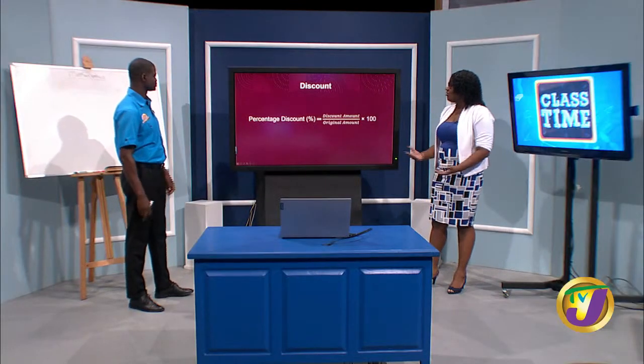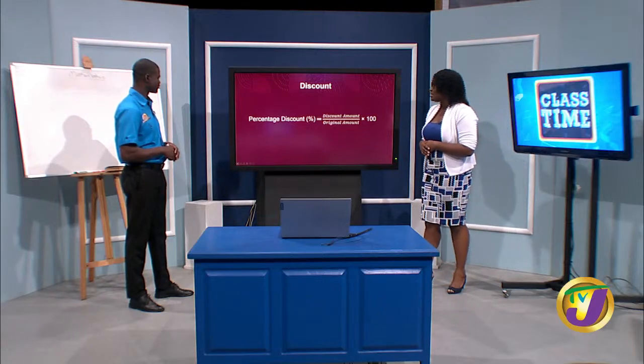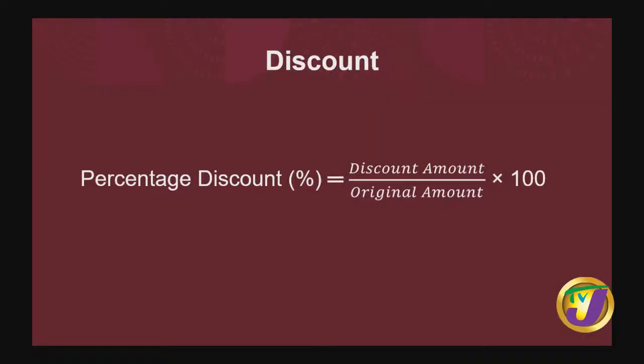All right, so if we're calculating the percentage discount, it would be the discounted amount divided by the original amount multiplied by 100. Definitely. All right, so let's go into a little activity that talks about how we carry out some of this.